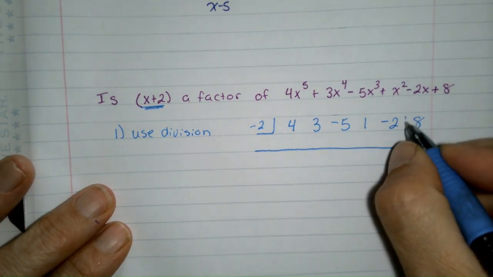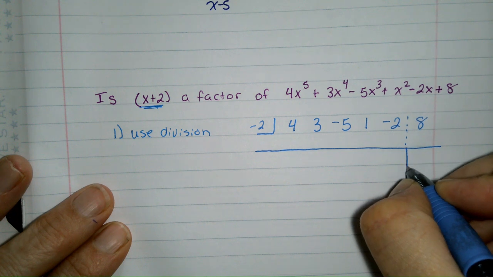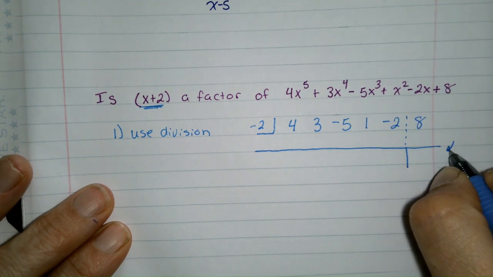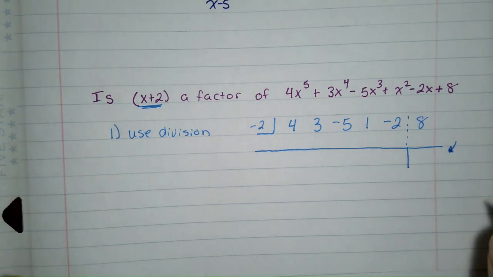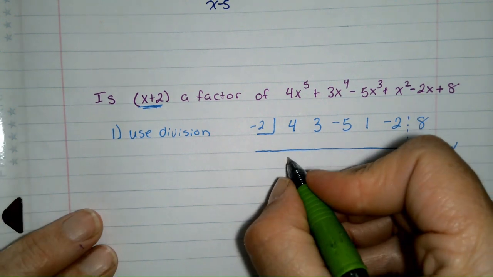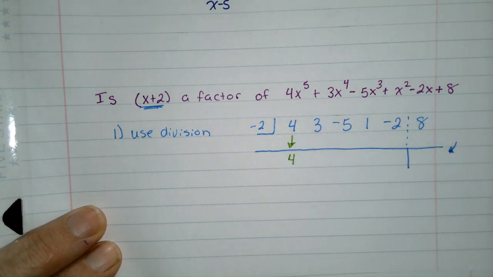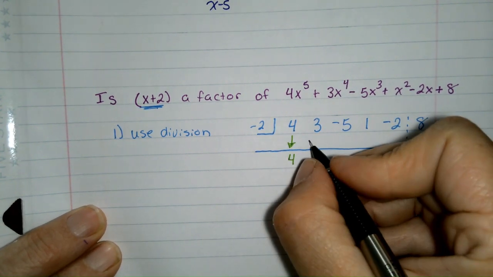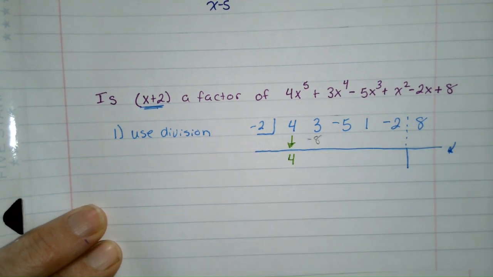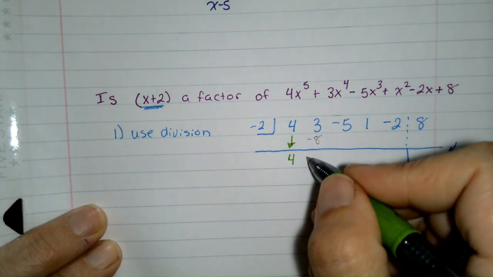Okay, come right before the first one. This is going to be our remainder. If it's 0, it's a factor. If it's not 0, it's not a factor. Okay. Bring the 4 straight down. Remember that first one always comes straight down. Then we're going to multiply by -2 and add.